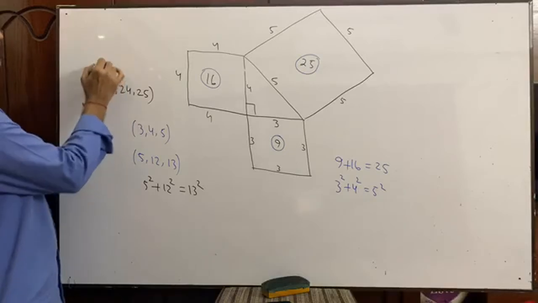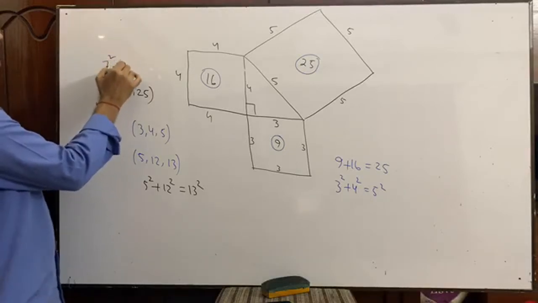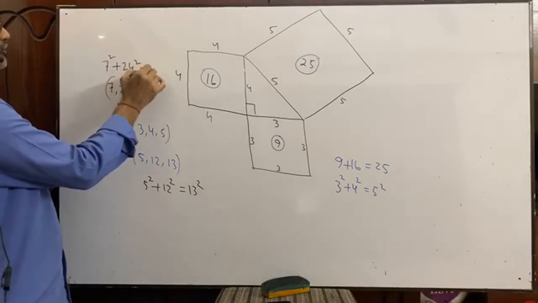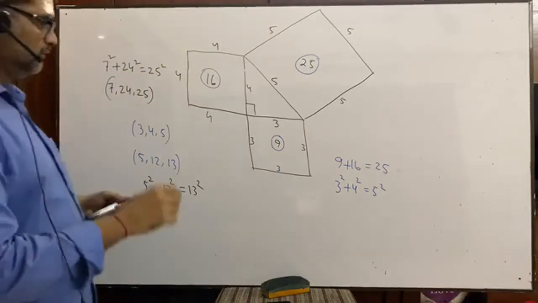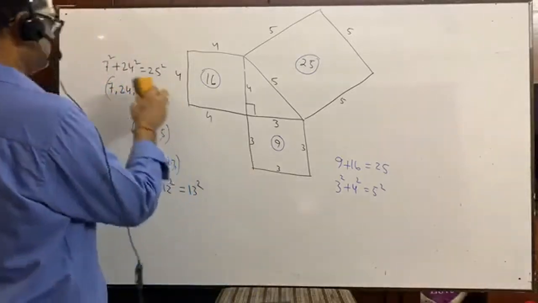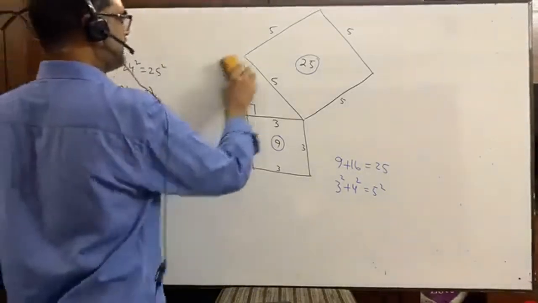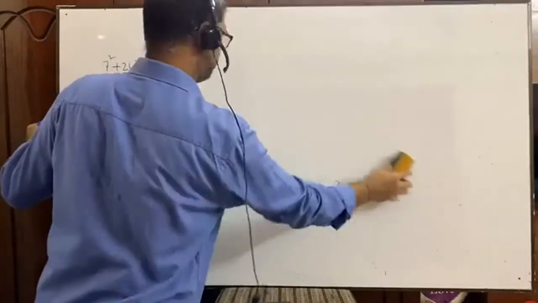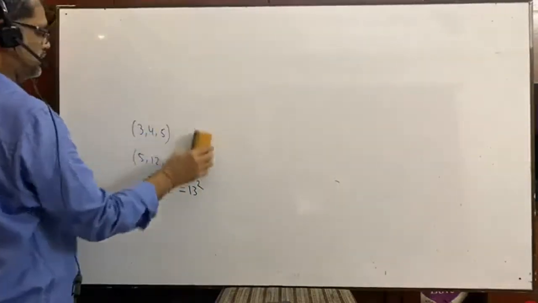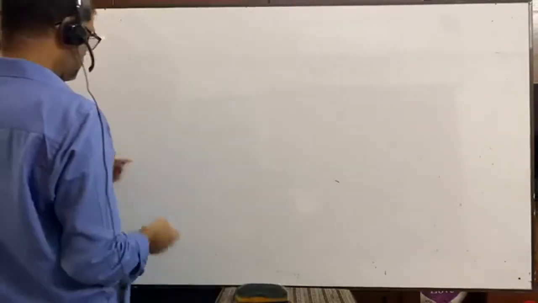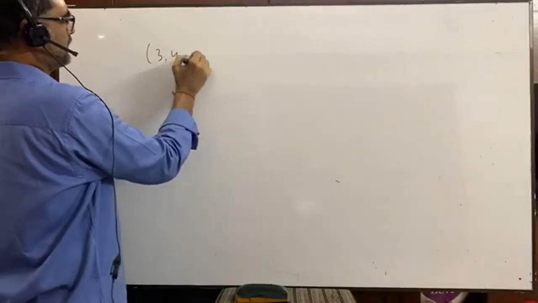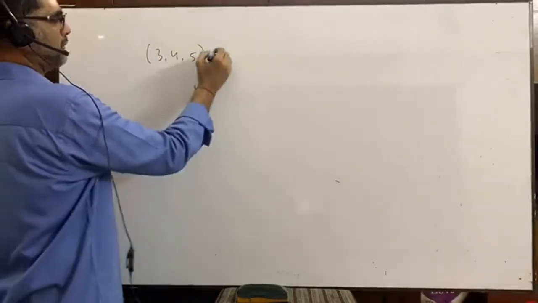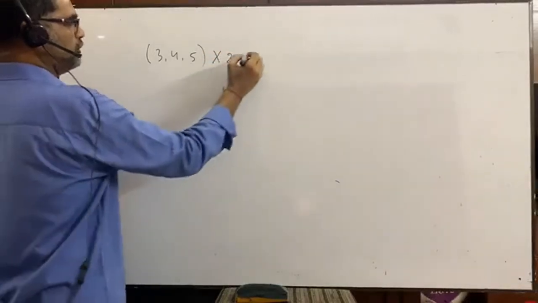7 square plus 24 square equals to what? 25 square. Okay, now what I am going to show you is that suppose this is a Pythagorean point. Now if I multiply it by 2, then what will be given?